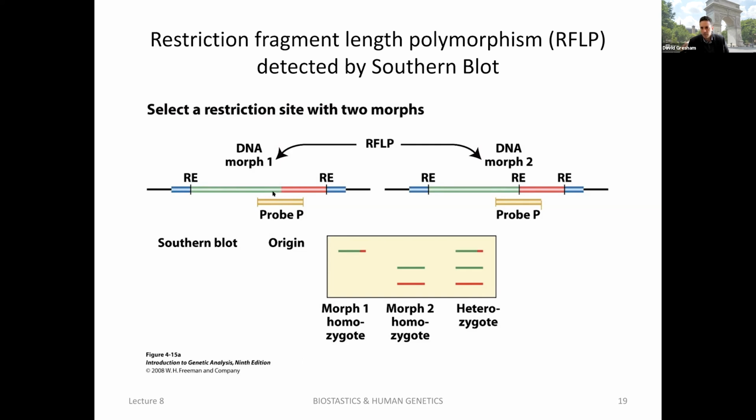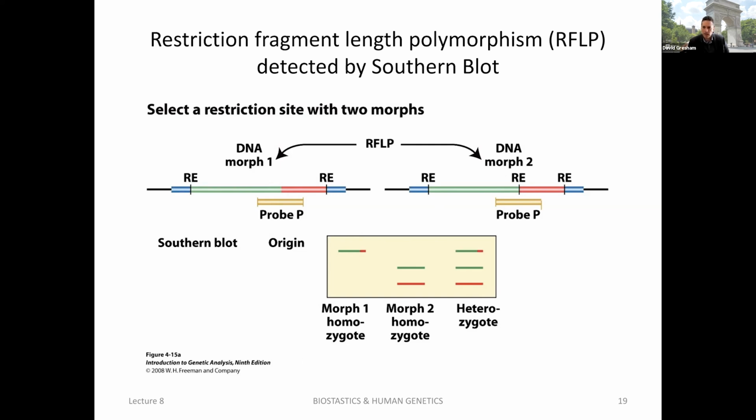And so we can detect polymorphisms in the genome by virtue of this assay, where we have either the presence or the absence of a restriction site, and we assay that using Southern blotting.